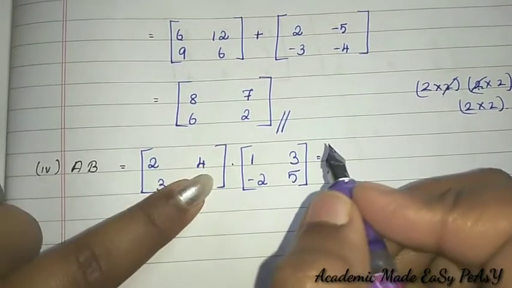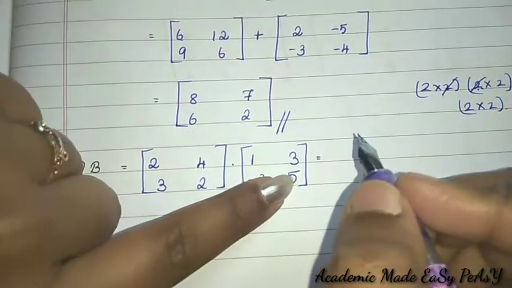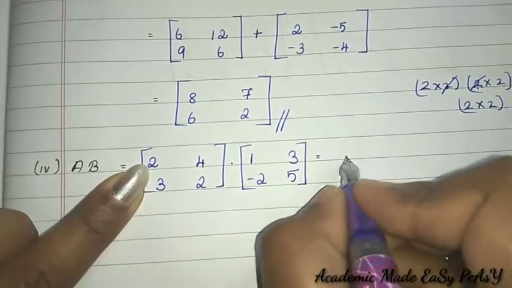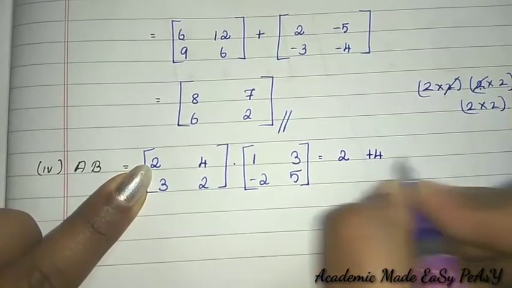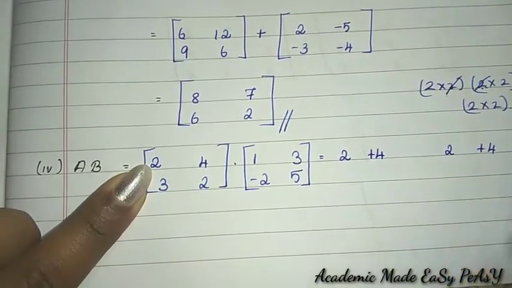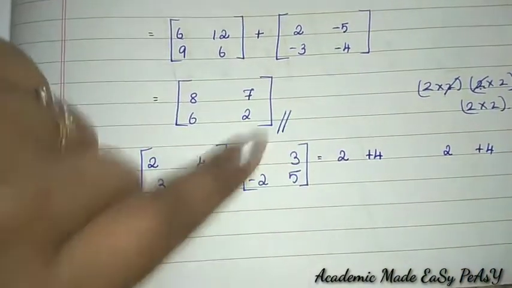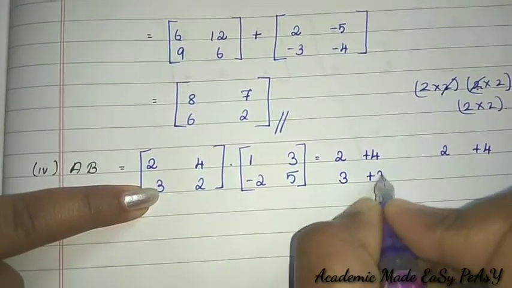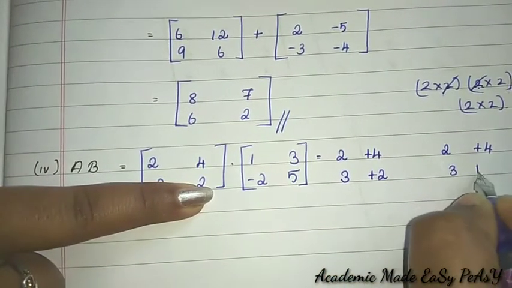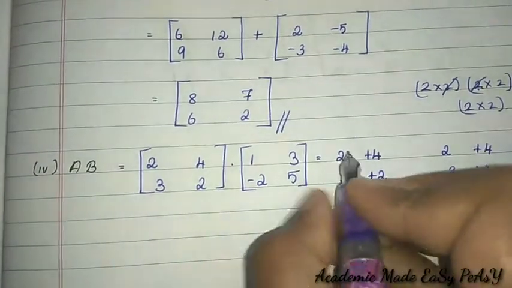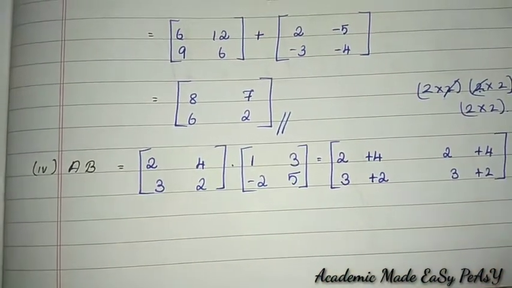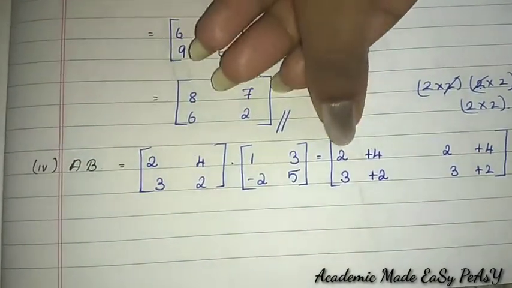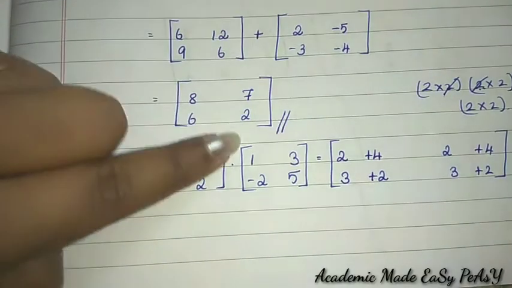Now I have 2 columns over here and also 2 columns here. So now what I will do is 2 plus 4, then 2 plus 4. I will write it twice because I have 2 columns here. Now here, 3 plus 2 and 3 plus 2. Now I will multiply with the second matrix. So now I have written the rows. Next I will move on to the columns.